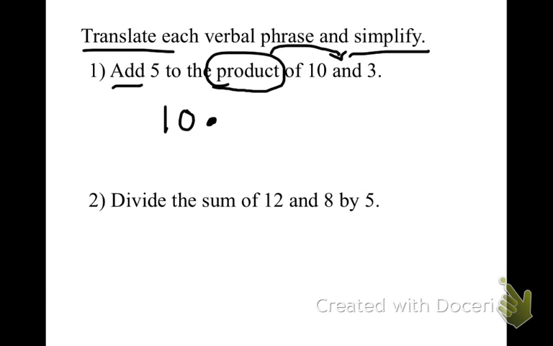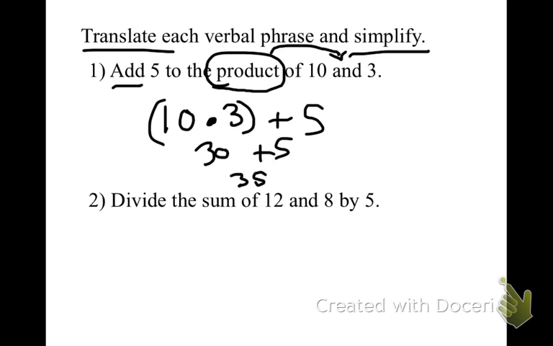So that means we're doing 10 times 3, which is a product. But then it says add 5 to something. So that's why I'm adding my 5 afterwards. And then we simplify by taking it down to one number. So 10 times 3 is 30, plus 5 gives us 35. All right, now pause the recording and you do number 2. Okay, now check your work.